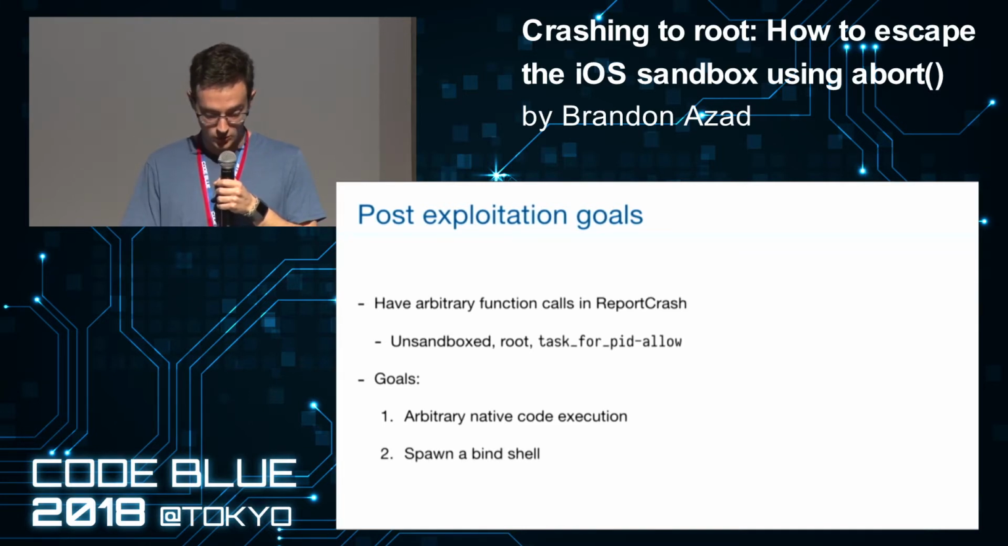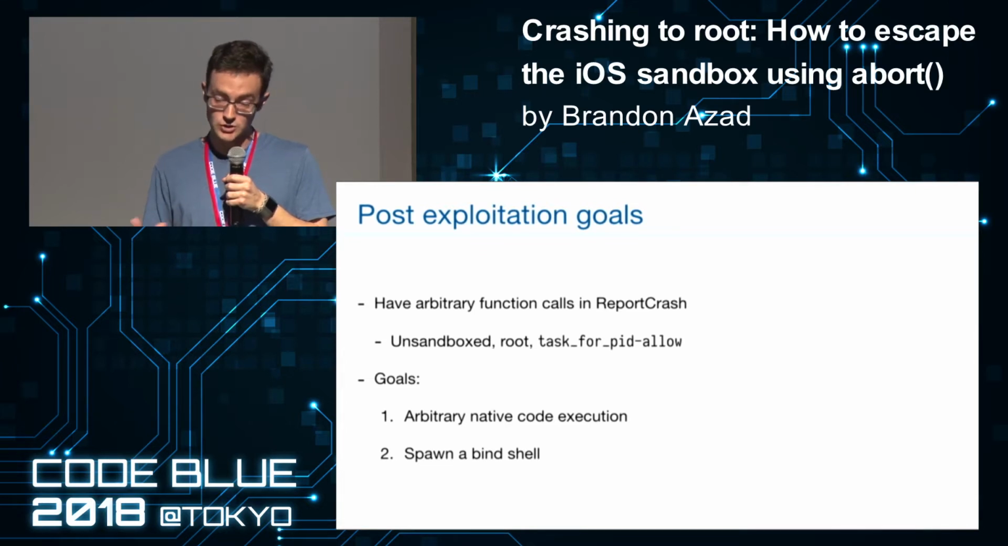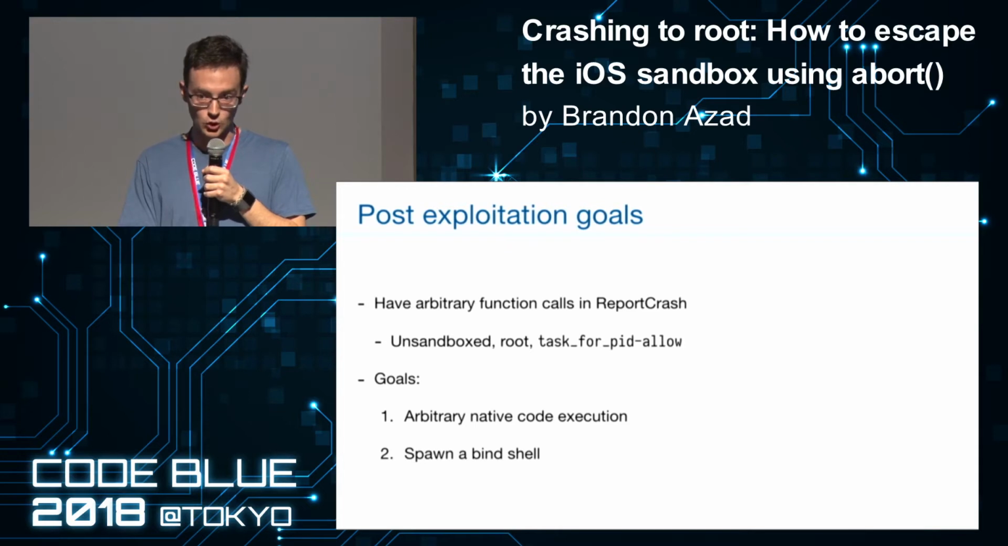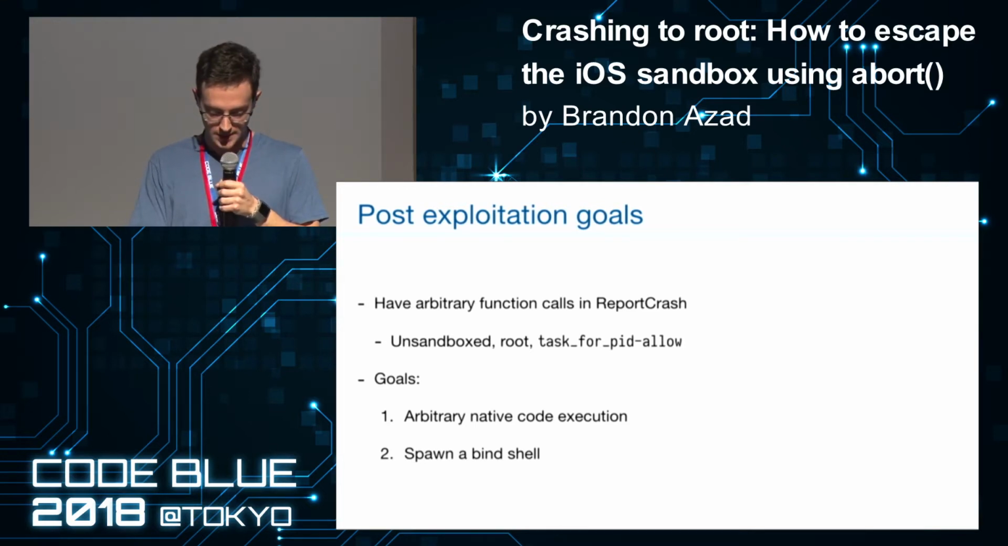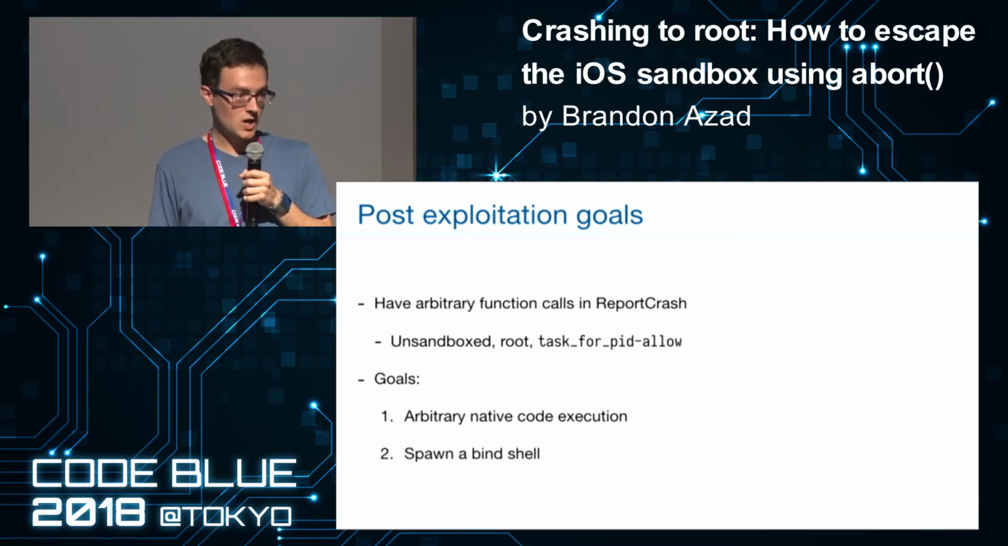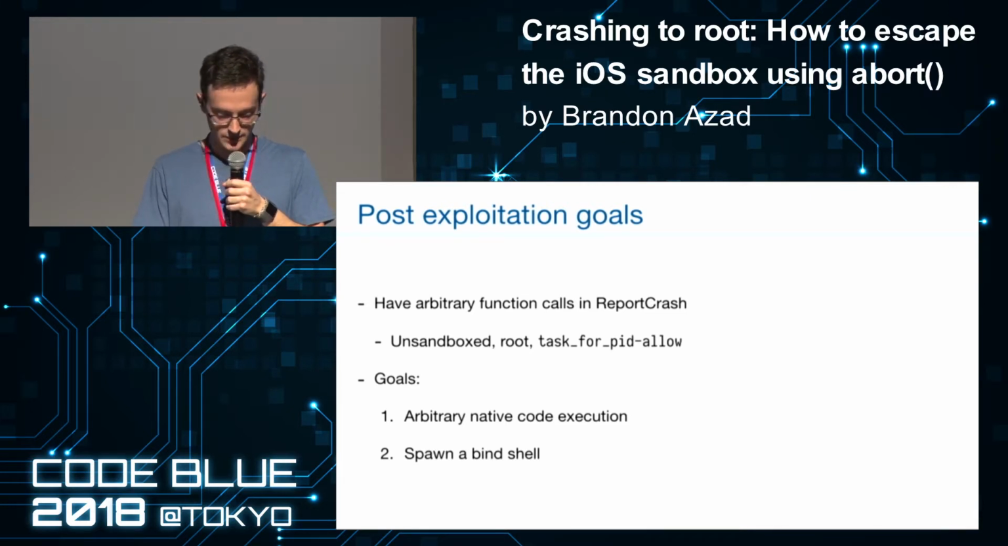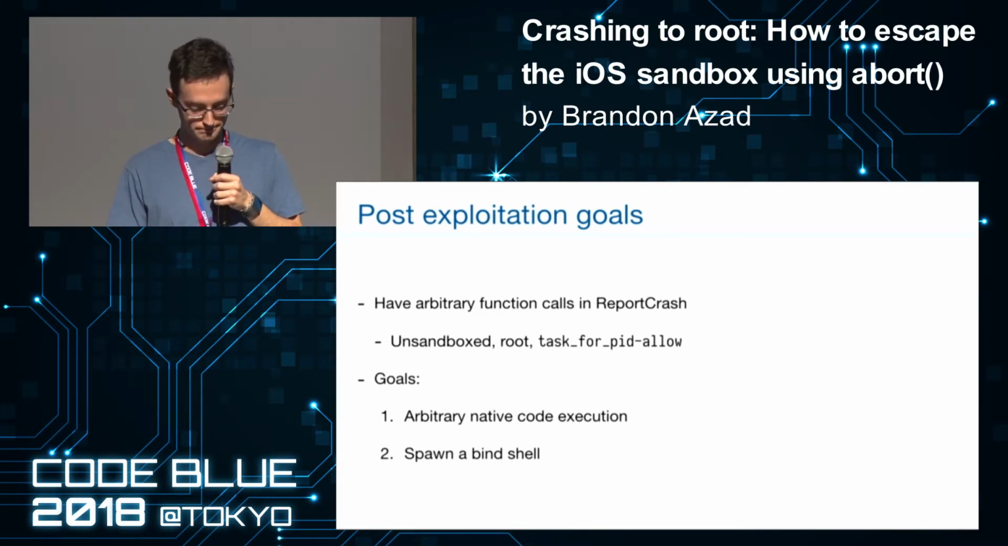So as for our second goal, I wanted to spawn a bind shell. And now when I started this project, I didn't even know if starting a bind shell on an iPhone would be possible, because all the other recent iOS exploits that had spawned a shell had needed kernel privileges in order to do so. But I wanted to see if it was possible to get a working shell without a kernel bug at all. And obviously, we just saw in the demo that this is possible, but I'm going to walk you through how I got there.